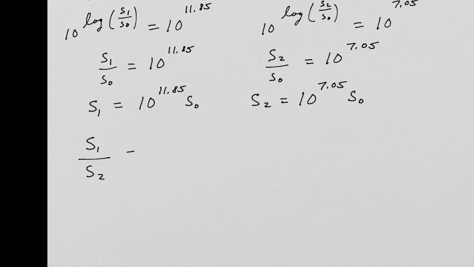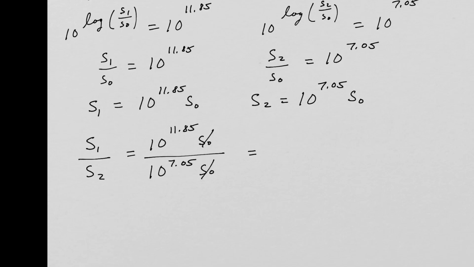Well, s1, remember, is 10 to the 11.85 times s naught over, and then s2 was 10 to the 7.05 times s naught. So you could have plugged in s naught, but you don't need to, because look what happens to the s naughts. They cancel. So the ratio s1 to s2 is simply equal to 10 to the 11.85 divided by 10 to the 7.05.